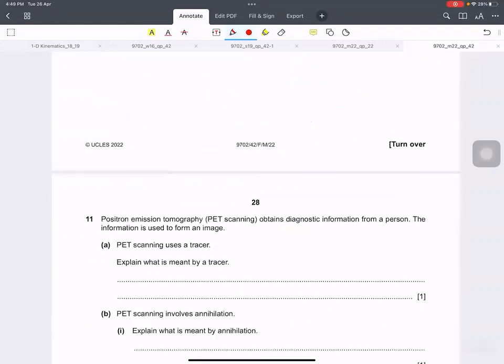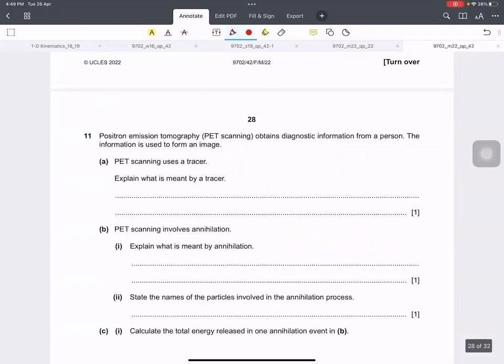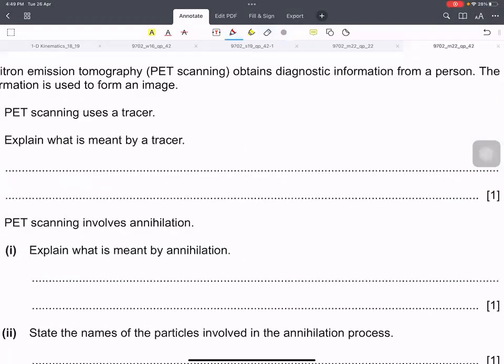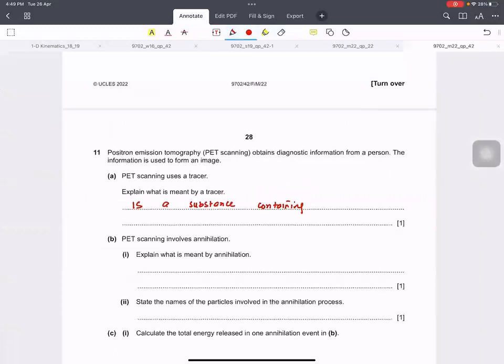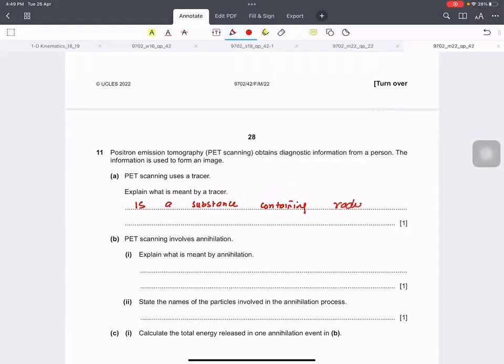A PET question also came. So what is meant by tracer? Every time he asks this. So tracer is a substance containing radioactive nuclei that is introduced into the body. Don't write chlorine 18; the tracer can be anything. That's what the tracer is.